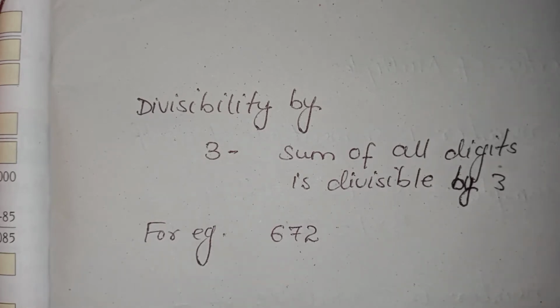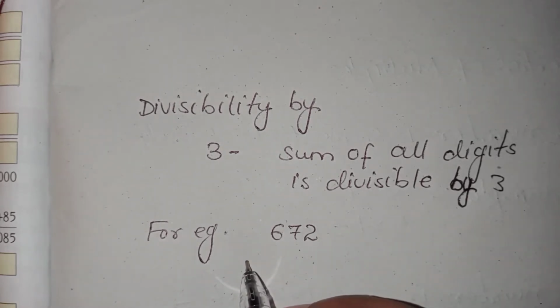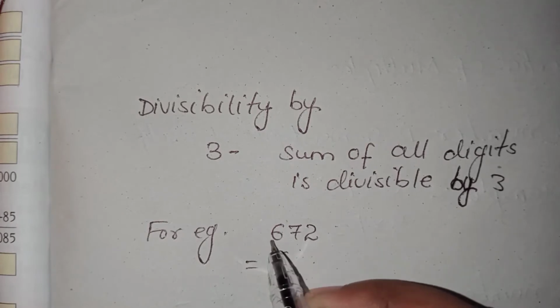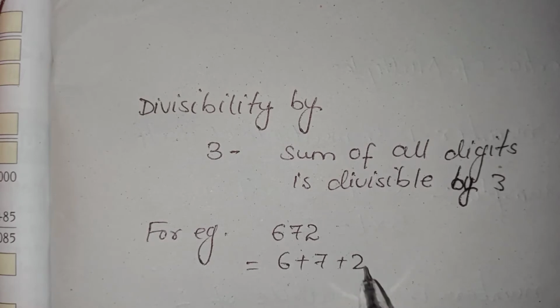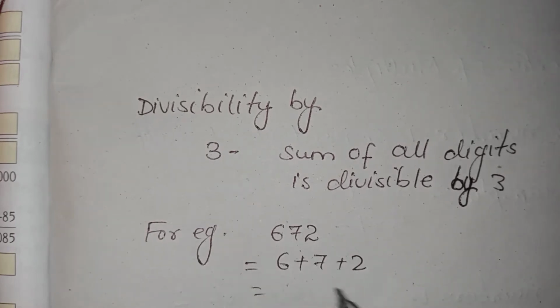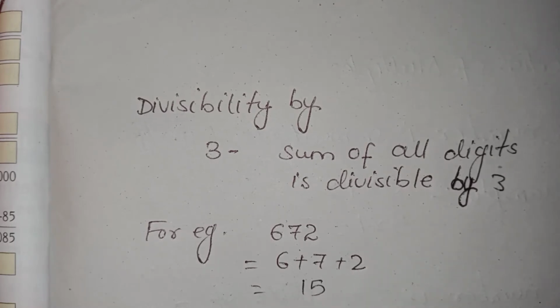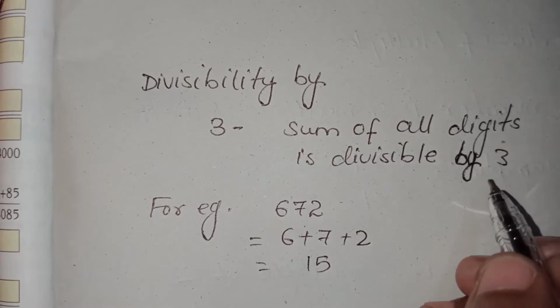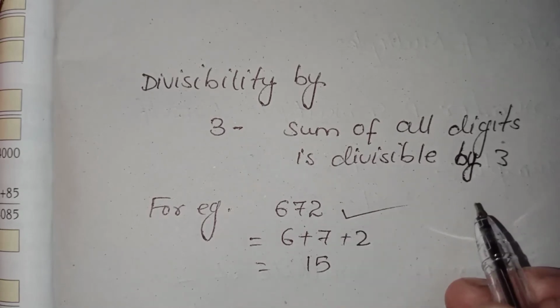Okay, so I will not do the division. Without doing the division, I will check this. So what I have to do? I have to add these digits. So 6 plus 7 plus 2. Okay, so what is the sum of this? 6 plus 7 is how much? Is 13. 13 plus 2 is how much? Is 15. Okay, so this 15 comes in 3 table. Yes, that means this number is divisible by 3. This is divisible by 3.